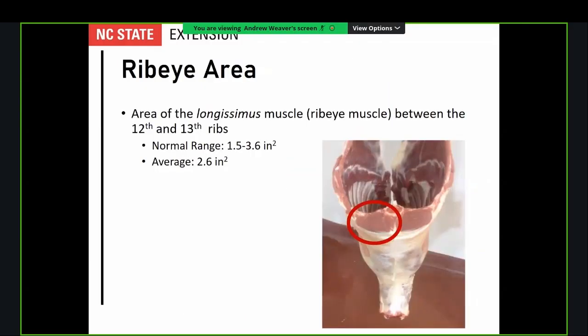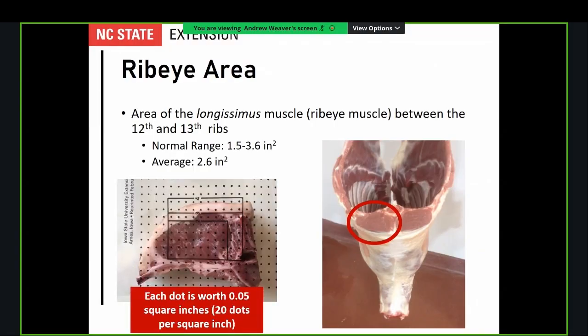Moving on to some muscle metrics here. Ribeye area. This would be the area of the longissimus muscle, that ribeye muscle. If you're a deer hunter, it'd be the back strap. So it's the area of that muscle, cross section of that muscle between the 12th and the 13th ribs. Here, the normal range is 1.5 to 3.6 inches squared, with the average about 2.5.